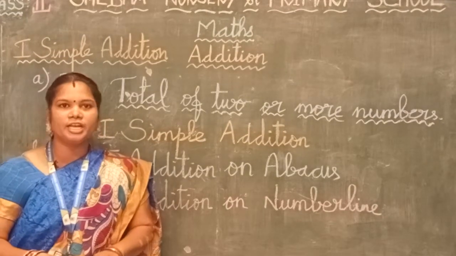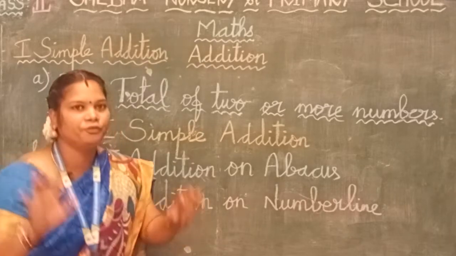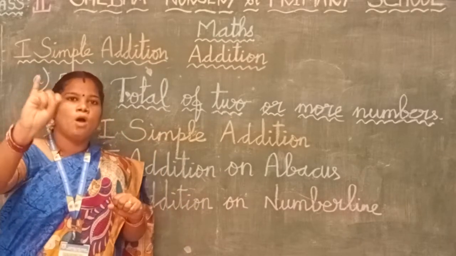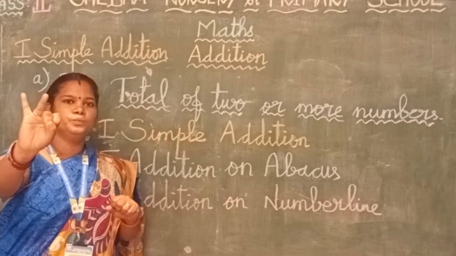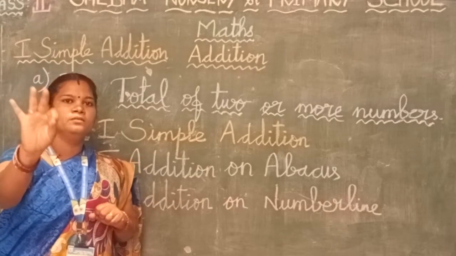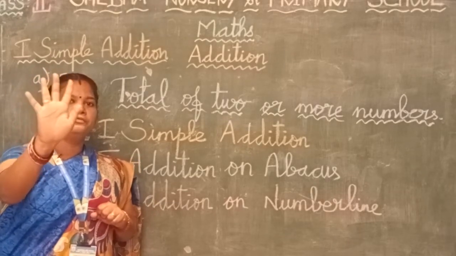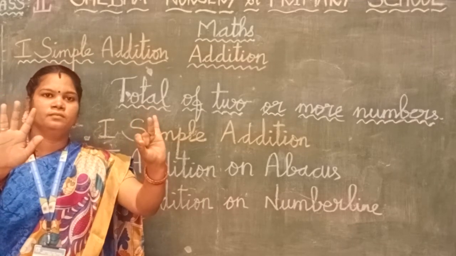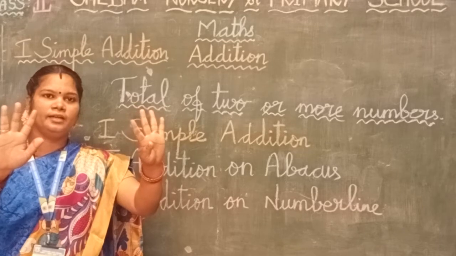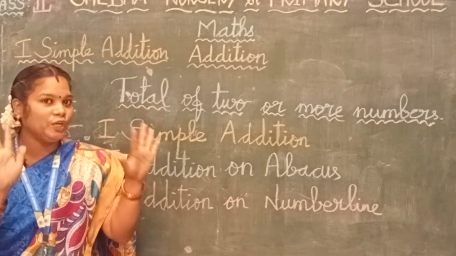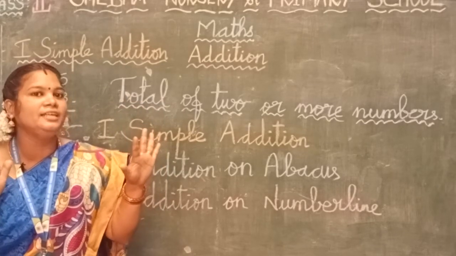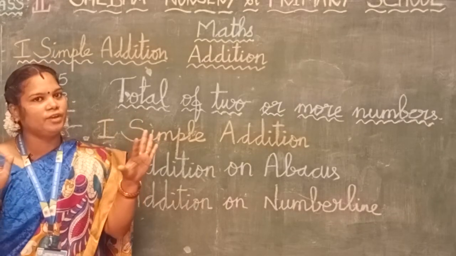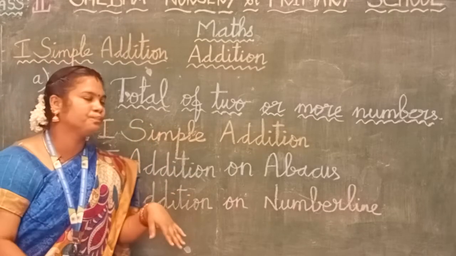For example, how many fingers do you have? Let us count the fingers, children. All of you raise your hands. 1, 2, 3, 4, 5, 6, 7, 8, 9, 10. Very good, children. We are having 10 fingers.